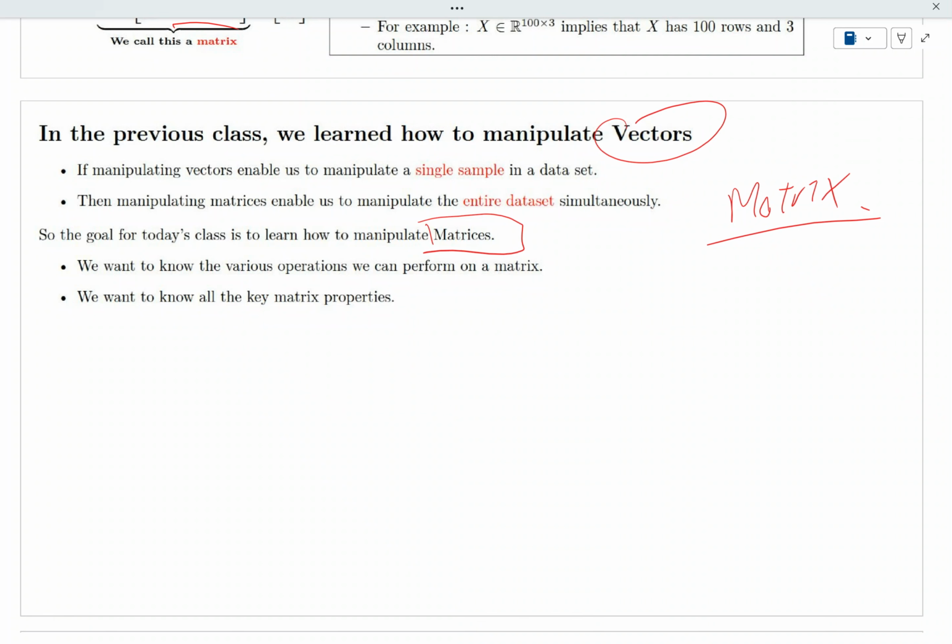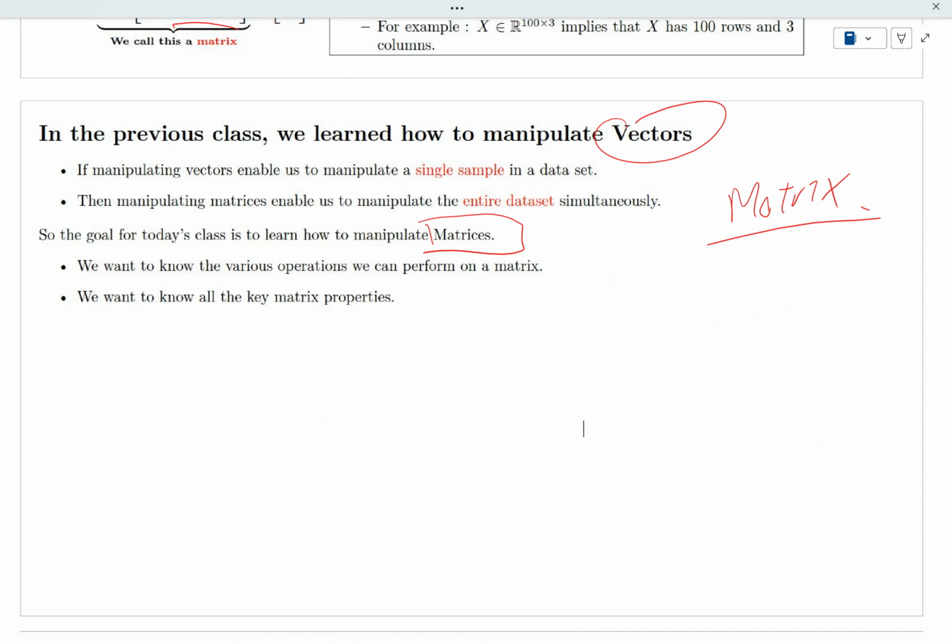Just basic operations like I told you previously: addition, subtraction, and multiplication. I don't think we're going to do division in this class, just the very basic three. So that's the point. This is how matrices come about.